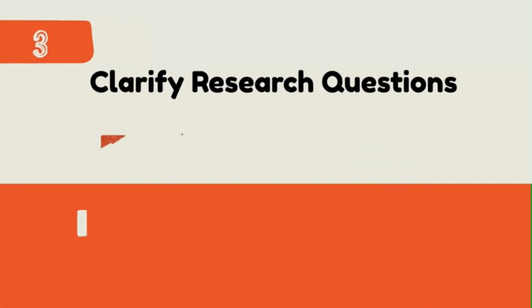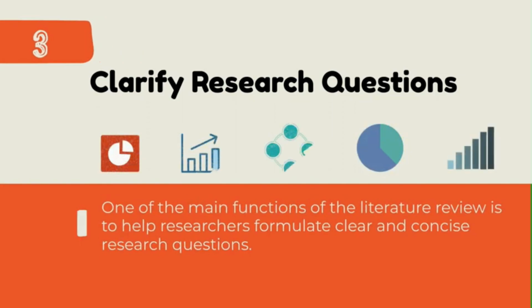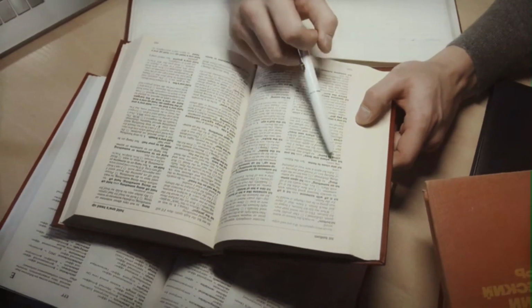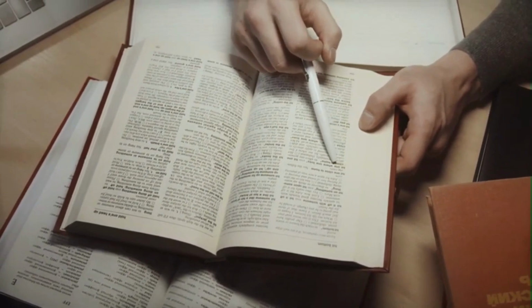3. Literature review helps clarify research questions. One of the main functions of the literature review is to help researchers formulate clear and concise research questions. By reading extensively about a topic, researchers can develop well-defined questions that can be addressed through their research.